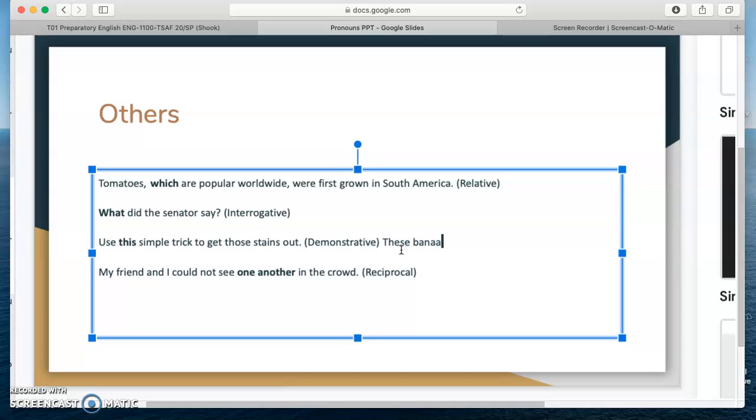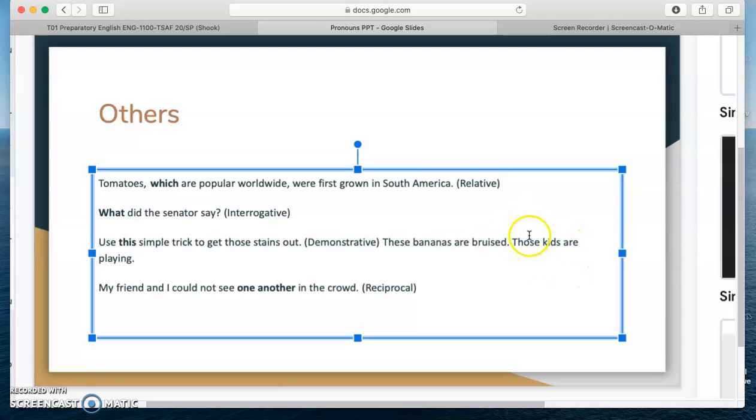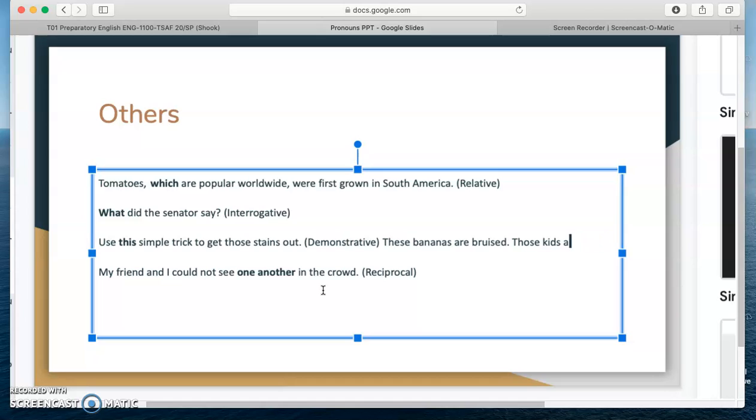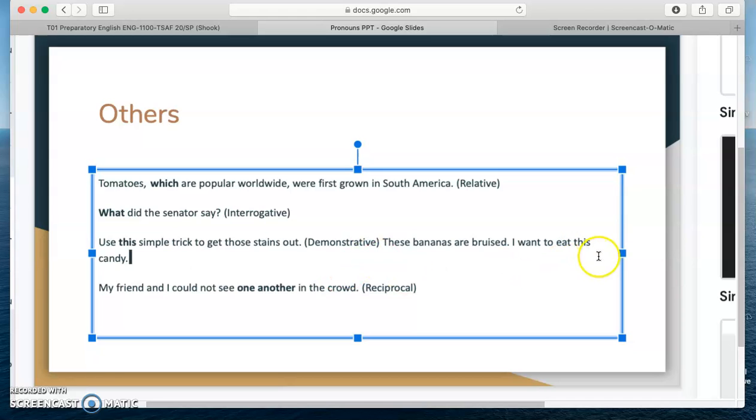These bananas are bruised, right? These is a demonstrative pronoun because it's telling us which bananas are bruised. These bananas. Those kids are playing. Which kids? Those kids are playing. Those being a demonstrative pronoun. And you don't always have to use them in a subject either. I want to eat this candy. I don't want to eat that candy. I want to eat this candy. These are all demonstrative pronouns.